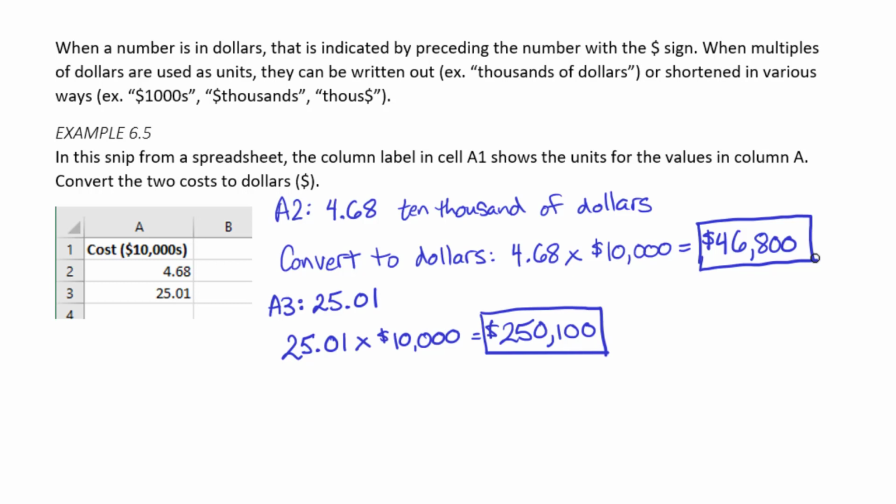So you can hear that even in my explaining this example, it's a mouthful to talk about tens of thousands of dollars or $10,000. It is much easier to talk about $46,800 or $250,000, but the opposite is the case when you look at the spreadsheet. Much better to show 4.68 and 25.01.